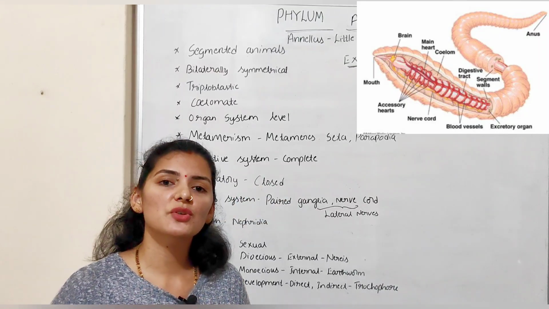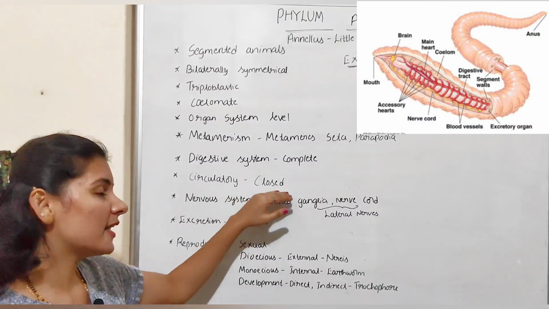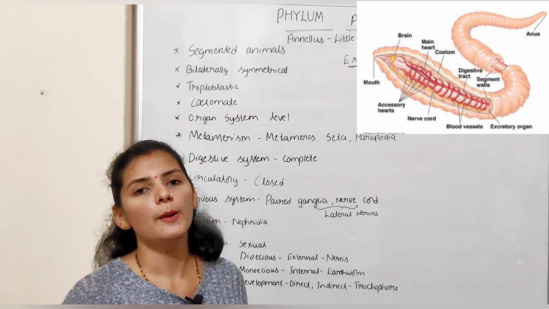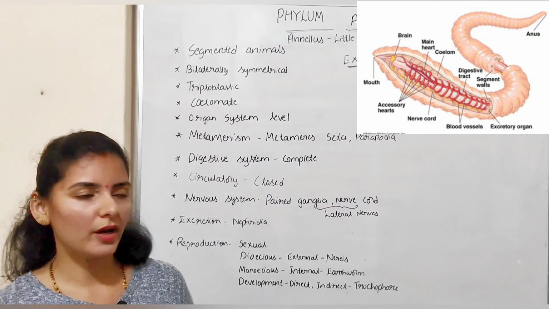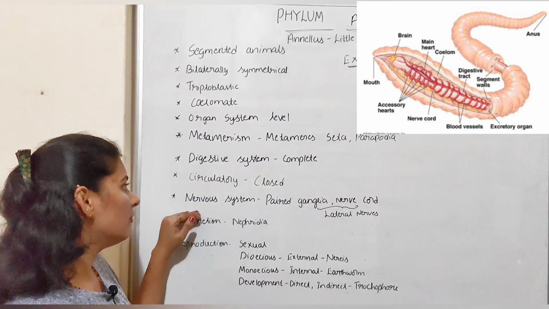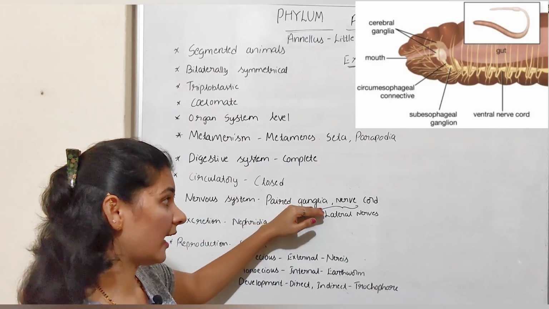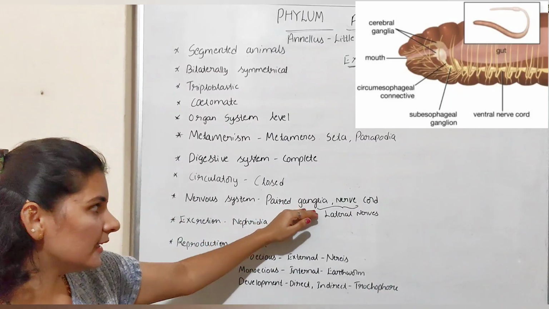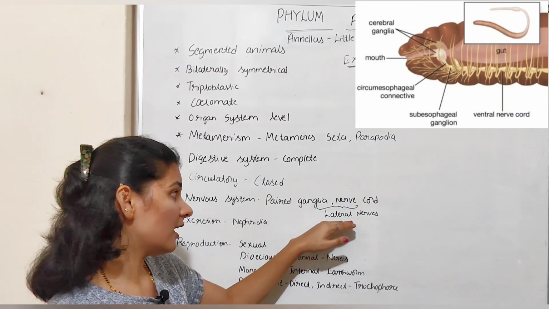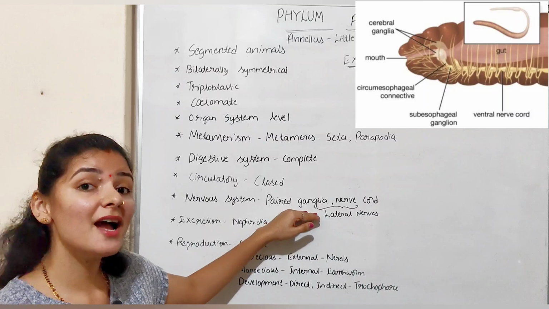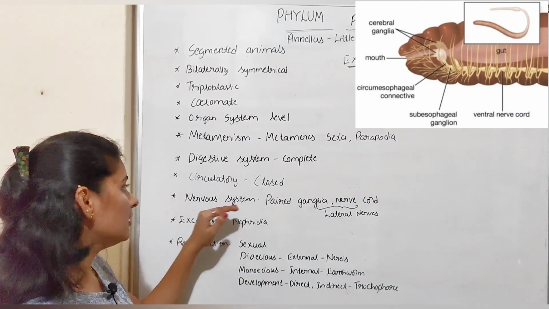The blood in this organism is red in color because of the presence of hemoglobin, and these organisms have either a single heart or many hearts. So some species have only a single heart and many species have more than one heart. So that is about the circulatory system. If we talk about the nervous system, it has a well developed nervous system consisting of paired ganglia, and this paired ganglia is connected to the double ventral nerve cord with the help of lateral nerves. So that is about the nervous system.